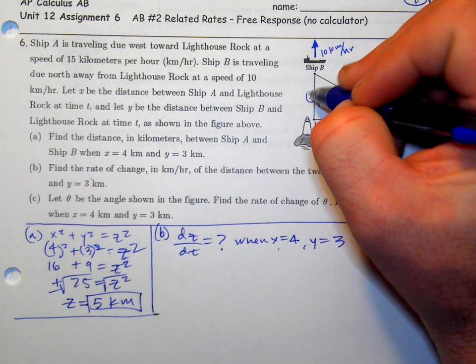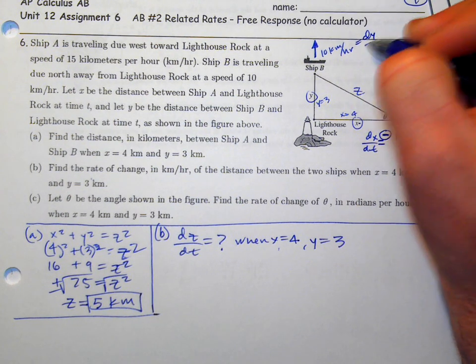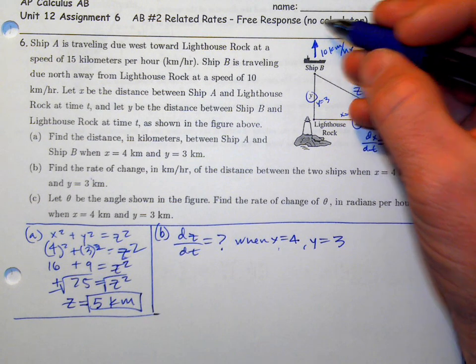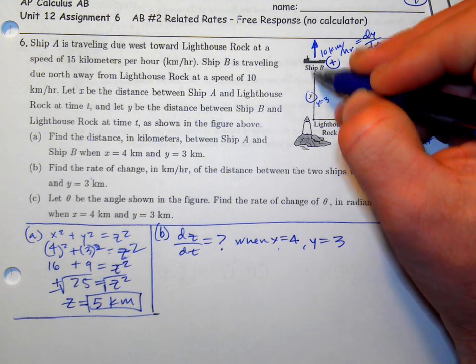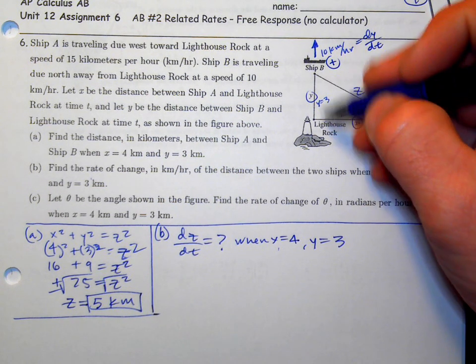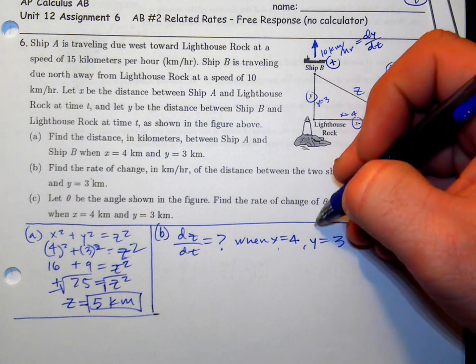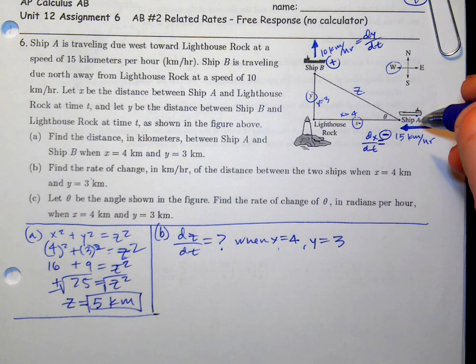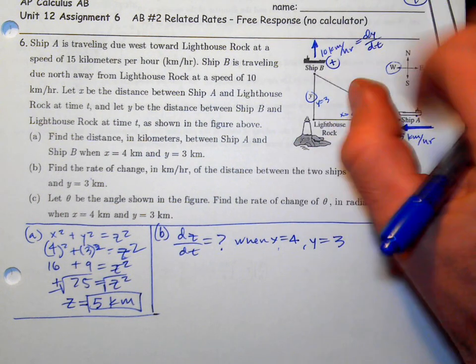This up here, this is going to be dy/dt. And it's going to be positive, not because this guy's moving up, but because y is getting bigger. If y was down here and ship B was moving down, it would still be positive. So it has nothing to do with the direction of the ships. It has to do with what's happening to x or y.